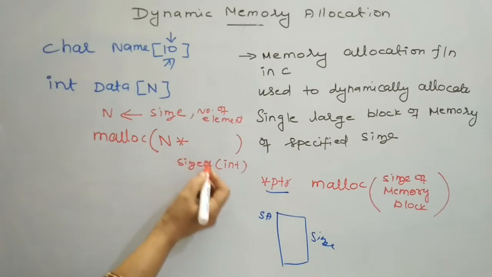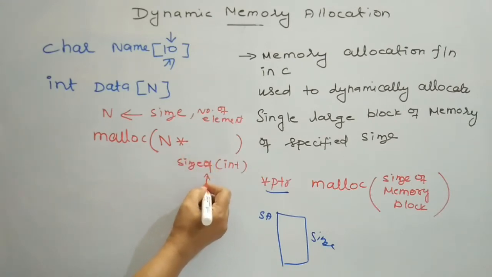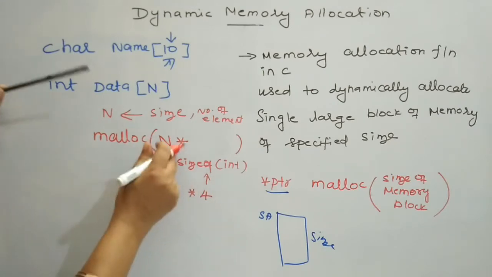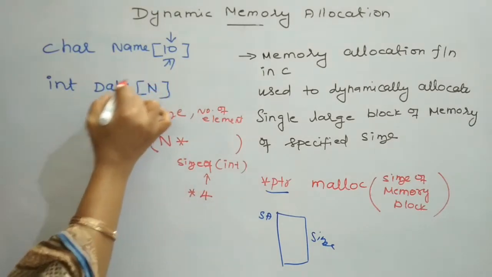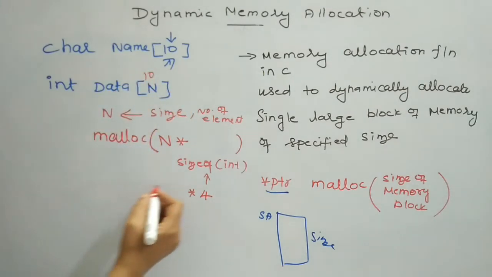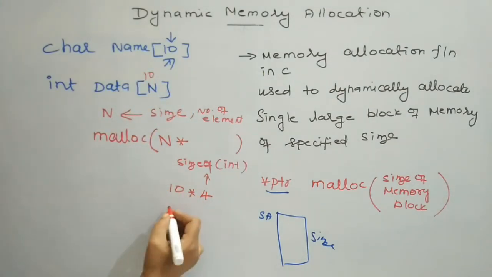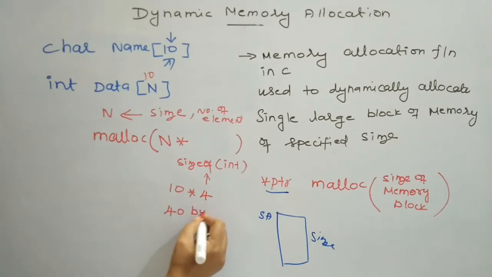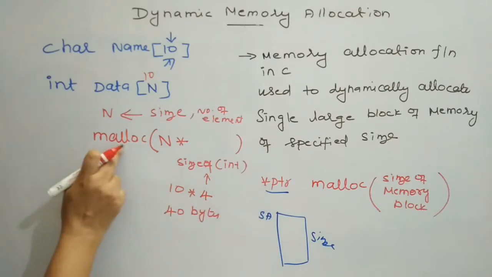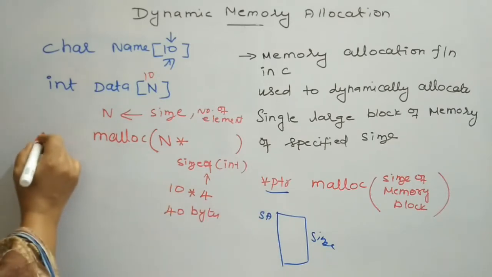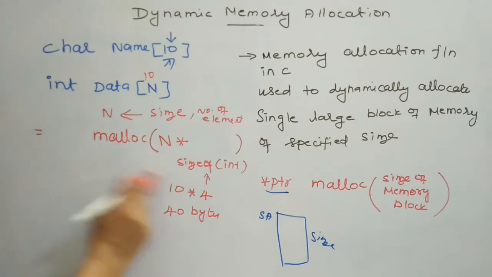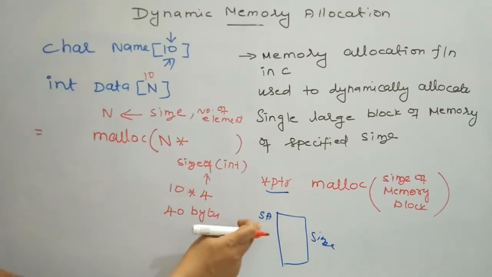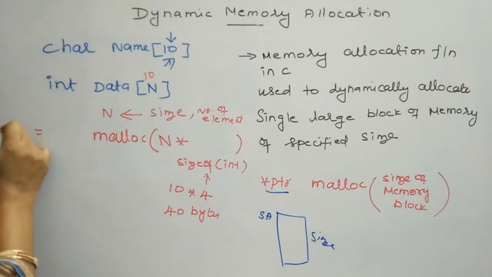See, here I am using the sizeof function. It returns the number of memory addresses used to store an integer value, that is 4, times n. For example, if I want to store 10 different elements in this integer data array, then n is 10, so 10 times 4. That is a 40-byte memory block that will be allocated, and the starting address will be returned by the malloc function. If I want to store the starting address, that is, the memory address returned by malloc, definitely I need a pointer variable.